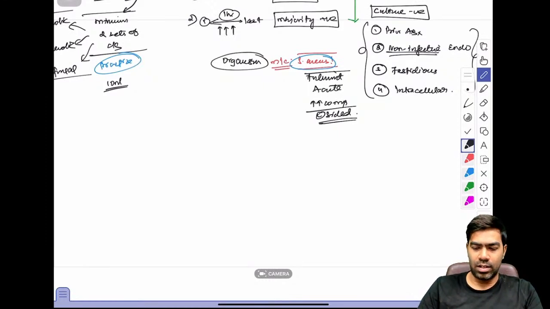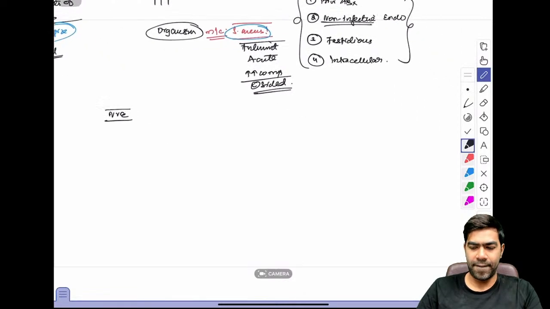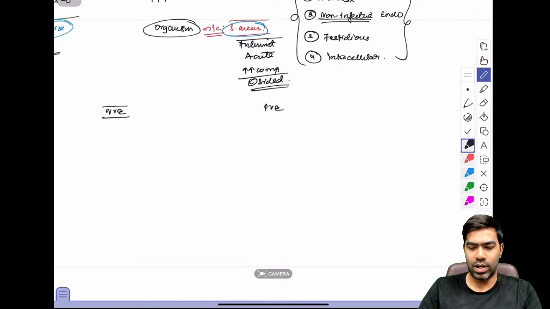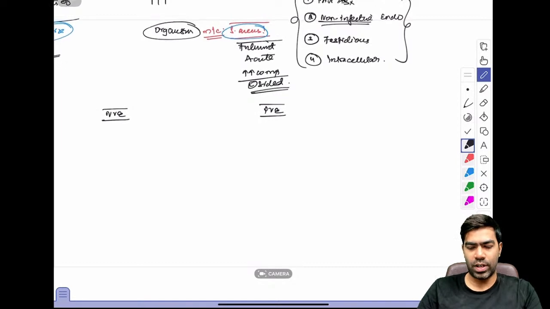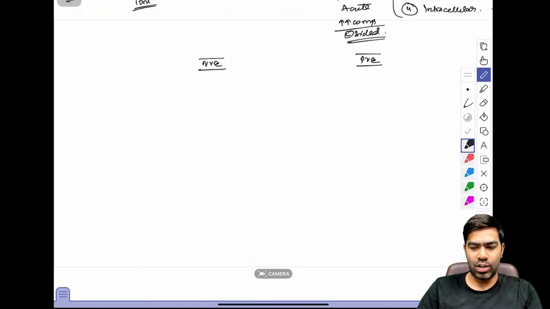So let us divide into two. What do you get in native valve endocarditis, and what do you get in prosthetic valve endocarditis? These are the two situations. As far as native valve endocarditis is concerned, once again the most common organism is going to be Staph aureus. There is no doubt about that.